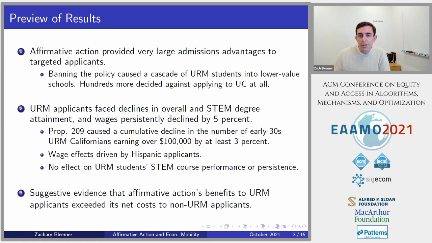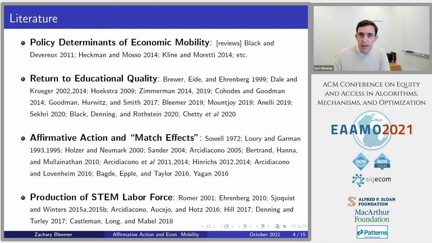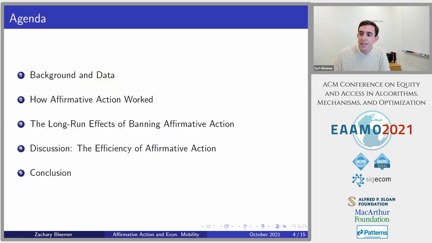Finally, I'll show you some suggestive evidence that affirmative action's benefits to these Black and Hispanic applicants pretty substantially exceed the net costs faced by the white and Asian students who had been crowded out by the policy. There's a lot of prior literature on this question. I'm not going to say anything about it today. Instead, let me tell you a little about affirmative action and the state of California.